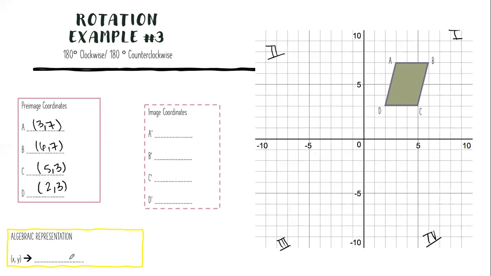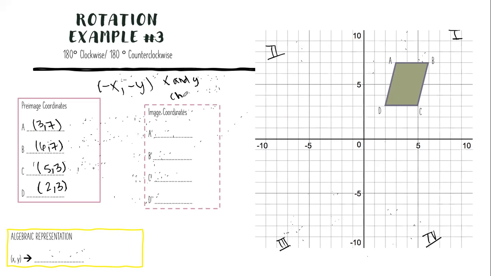So when we rotate 180 clockwise or 180 counterclockwise, the rule is -x, -y. This does not mean x and y have to be negative. What it means is x and y change signs. In this particular example, though, they're both going to end up negative. But we do not have to flip them. So the only ones that we flip are 90 degrees.